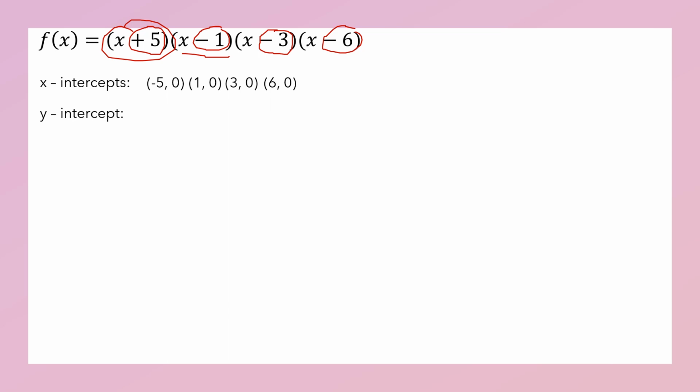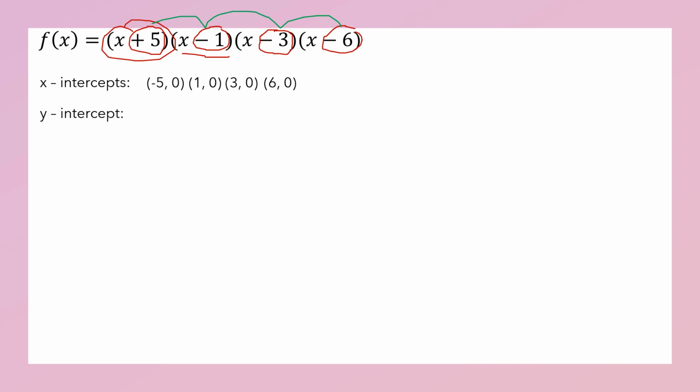Now, for the y-intercept, we're just simply going to multiply all of the present constant terms here. So we do have 5 times negative 1 times negative 3 times negative 6. So 5 times negative 1 is negative 5, times negative 3 is negative 15, or rather positive 15, then times negative 6 is negative 90.